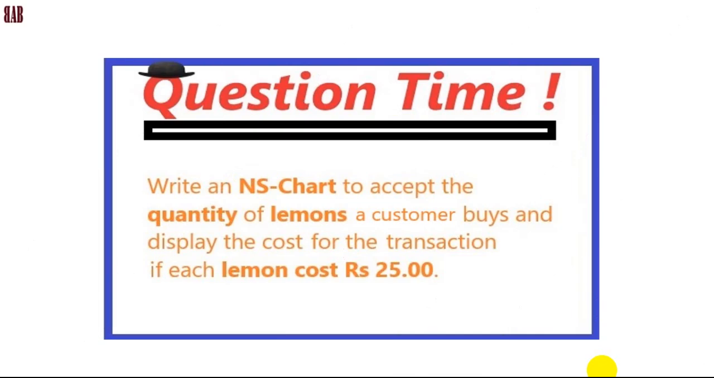Here is another exercise to try out. Write an NS chart to accept the quantity of lemons the customer buys and display the cost for the transaction if each lemon costs 25 rupees.